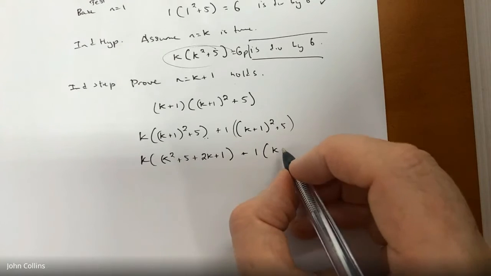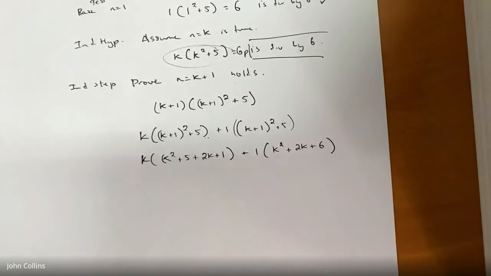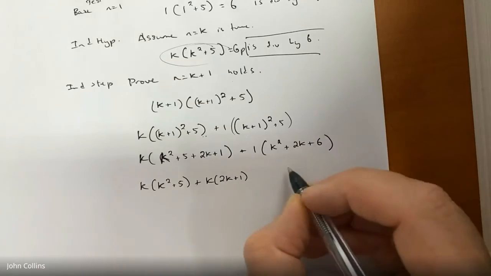What's it, just simplified k squared? Simplified to k squared plus 2k plus 6. Thank you. Okay, and then from the first set of brackets, I broke it up into the k times the k squared plus 5, and then I substituted in 6p. So it was k times k squared plus 5 plus k times 2k plus 1, and then plus all the other stuff. Yeah, so that's still there.